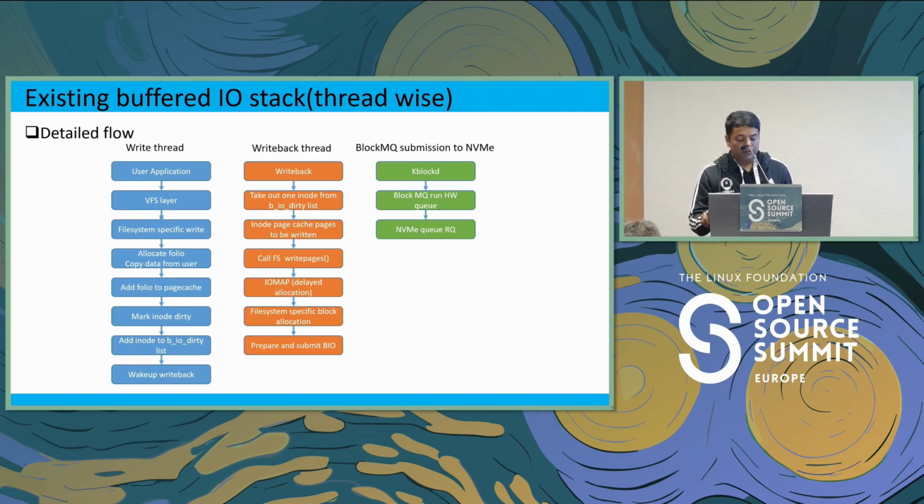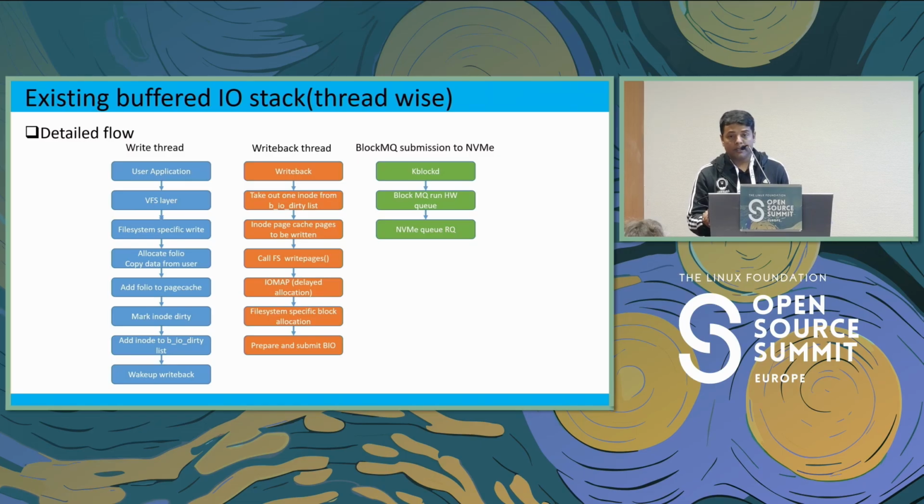And then we mark the inode as dirty, add the inode to the BDI dirty list, and wake up the writeback thread. The writeback thread takes out the inodes one by one from the IO dirty list, and it looks at the pages which have to be written, and again calls the file system specific write pages function. The IO map is triggered by the file system specific write pages function, and it tries to merge the adjacent extents and form a bigger chunk of block IO.